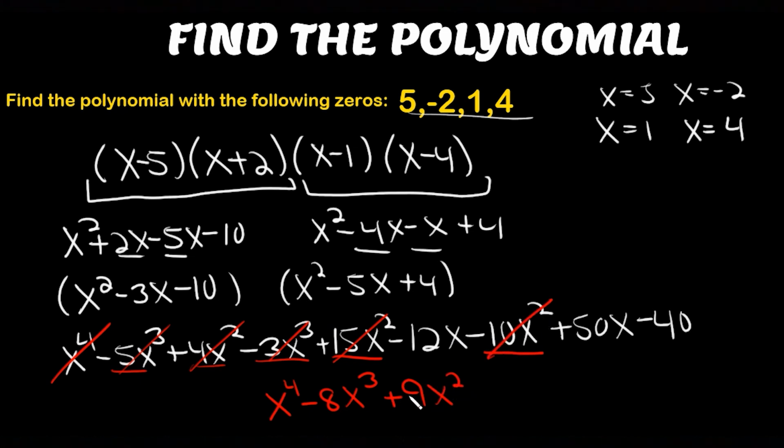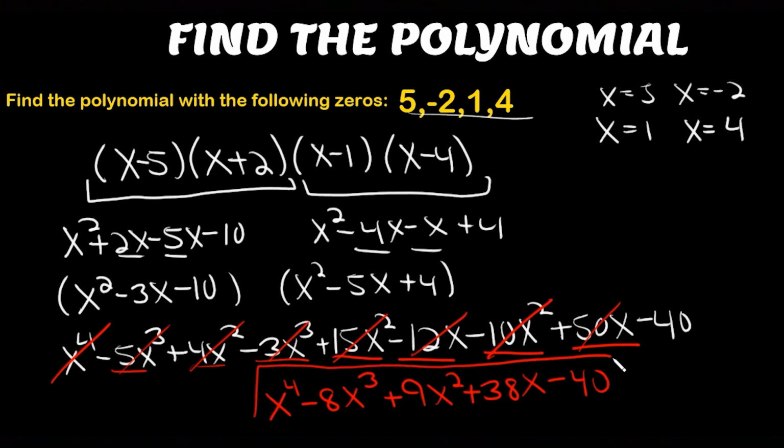Now we go on to x. I have a negative 12x and a positive 50x. When I go ahead and combine those, I get positive 38, so I get plus 38x. Okay, we're done here. And then I just have negative 40, so minus 40. Done, right? So here's the polynomial with those following zeros. If you were to graph it, you would see that you have these 4 zeros here: 5, negative 2, 1, and 4. Okay, let's try one more example.